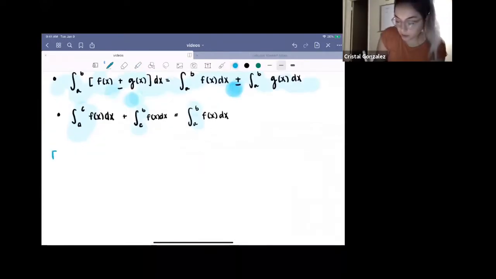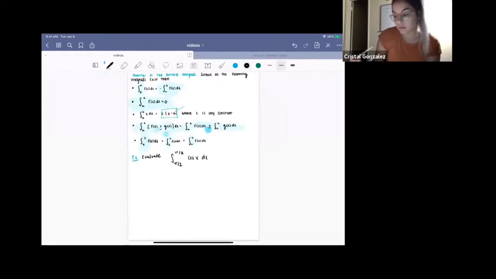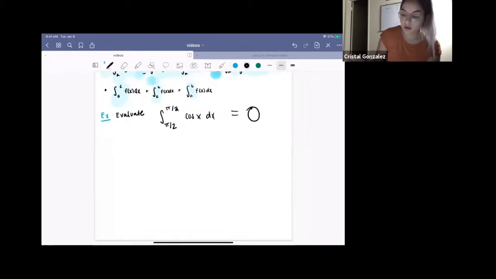So let's use some of these properties to evaluate some integrals. These will be quick. Let's say we want to evaluate the integral from pi over 2 to pi over 2 of cosine x dx. Well, let's look at our properties. We're going from pi over 2 to pi over 2, so we're staying the same. So actually that area is going to be equal to 0.